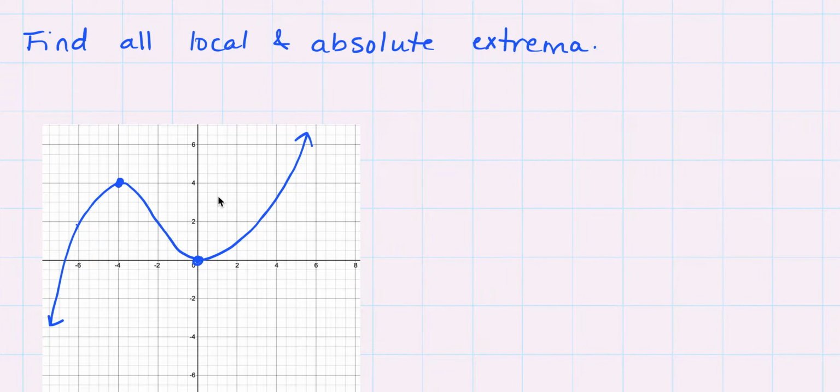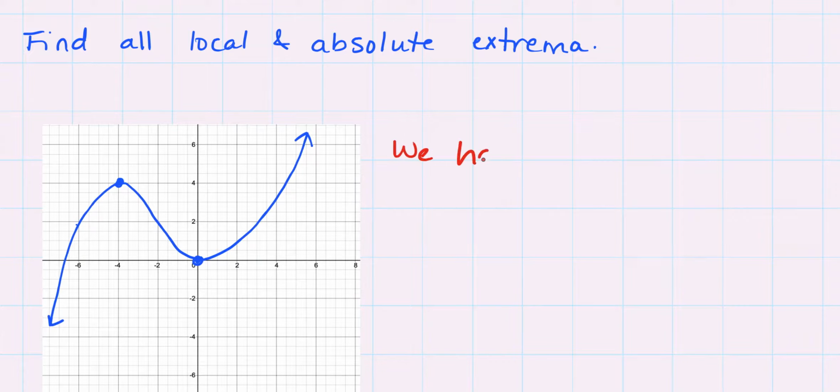Here's my first problem. I want to find all local and absolute extrema. And when I use the word extrema, that means minima or maxima. And again, minima is plural for minimum and maxima is plural for maximum. So look at this graph here. Do you see any minima or maxima? The answer is yes. We actually have a minimum and a maximum, and they're both local.